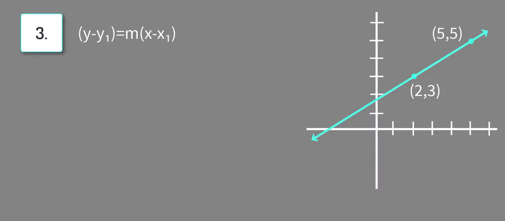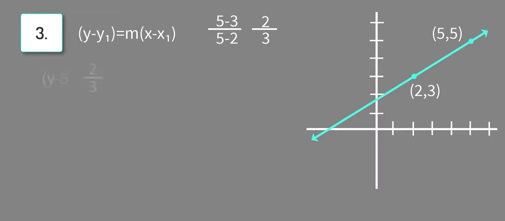So our slope, we'll use (5, 5) as our beginning point. So 5 minus the corresponding y coordinate in the other point, 3, over 5 minus the corresponding x point, which equals 2. So 5 minus 3 is 2. 5 minus 2 is 3. So our slope is 2/3. Now we'll go ahead and use either point. We'll start with (5, 5) again.